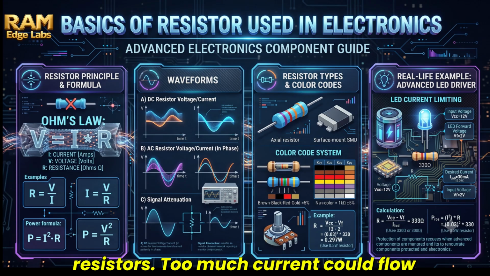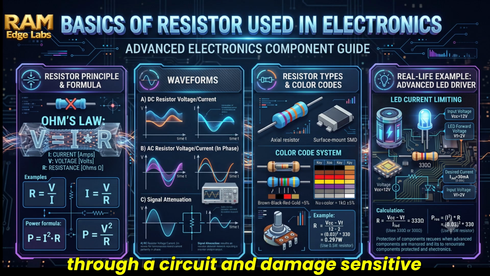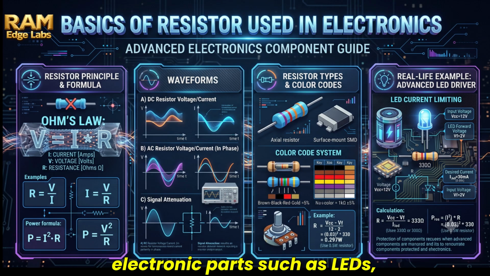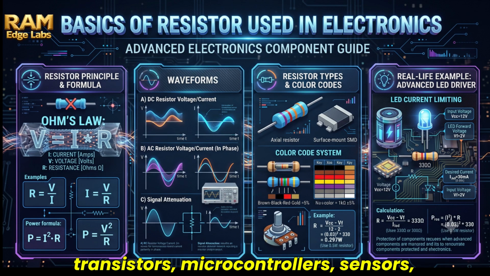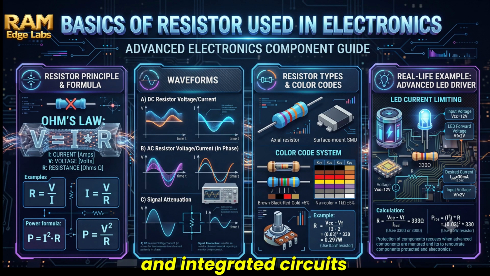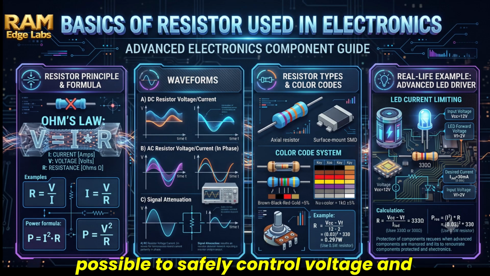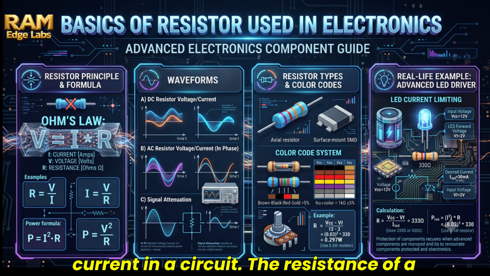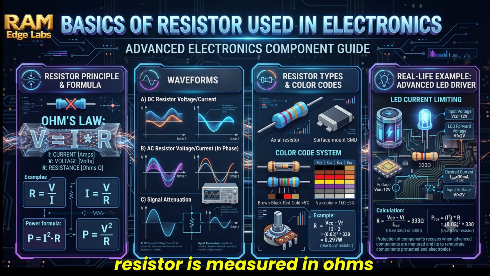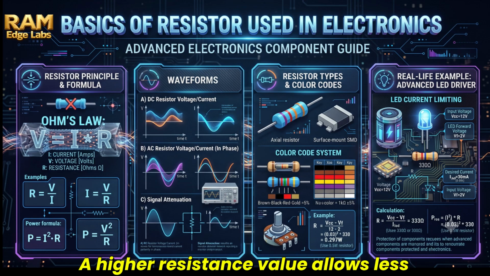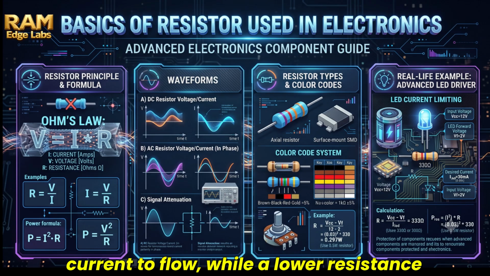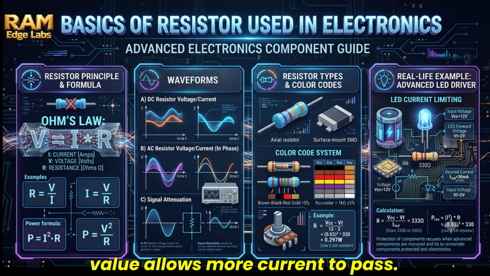Without resistors, too much current could flow through a circuit and damage sensitive electronic parts such as LEDs, transistors, microcontrollers, sensors, and integrated circuits, ICs. A resistor converts some of the electrical energy into heat, making it possible to safely control voltage and current in a circuit. The resistance of a resistor is measured in ohms, omega. A higher resistance value allows less current to flow, while a lower resistance value allows more current to pass.